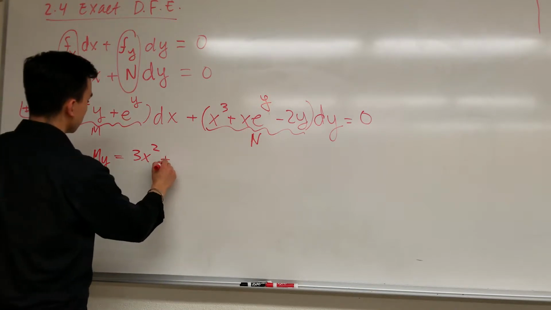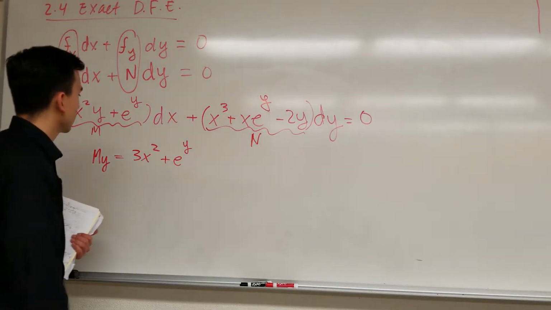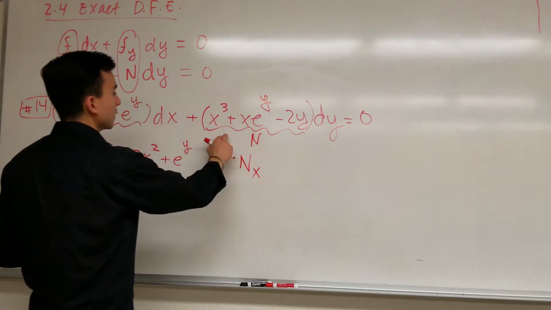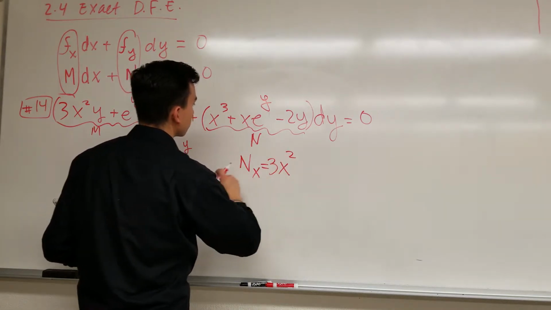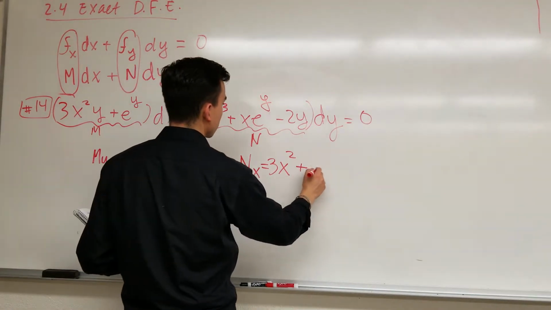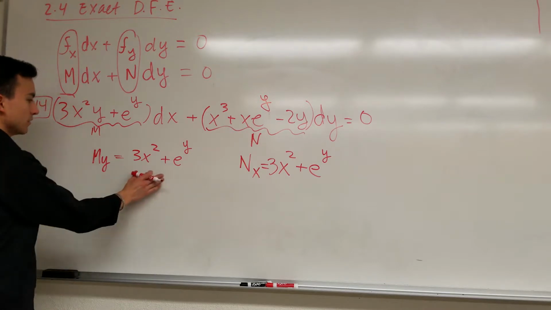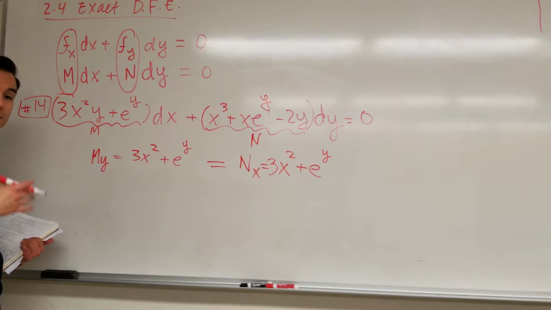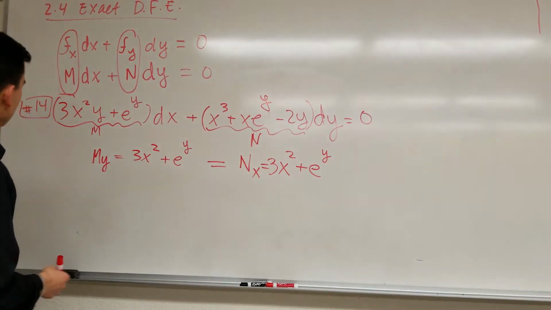Here I have e^y still, e to the y power. And then I'm going to take my partial with respect to x of N. So I'm going to get 3x^2, and that x goes to 1, so I'm going to get e to the y power. And if you see here, both my partials are equal to each other. Therefore, it is exact. Therefore, we can continue. Great.